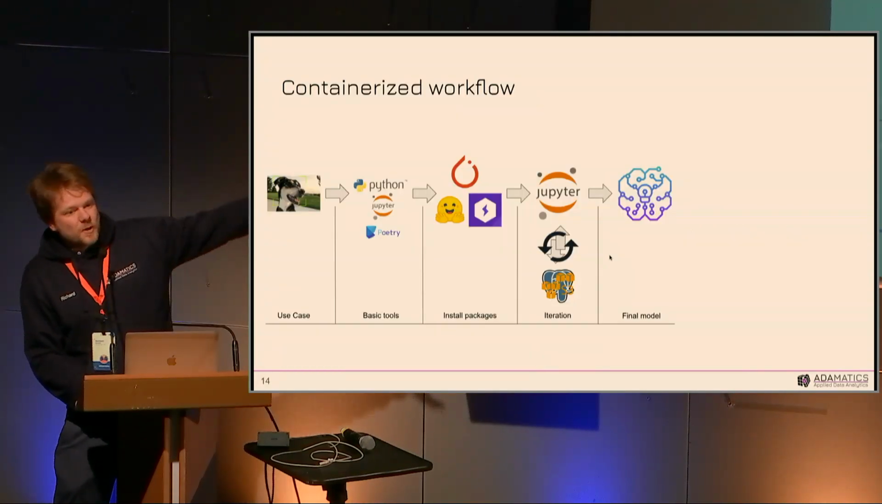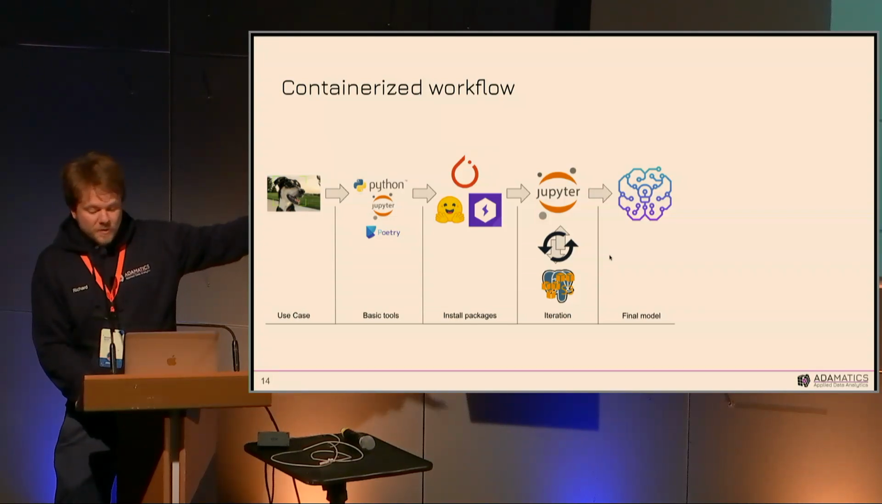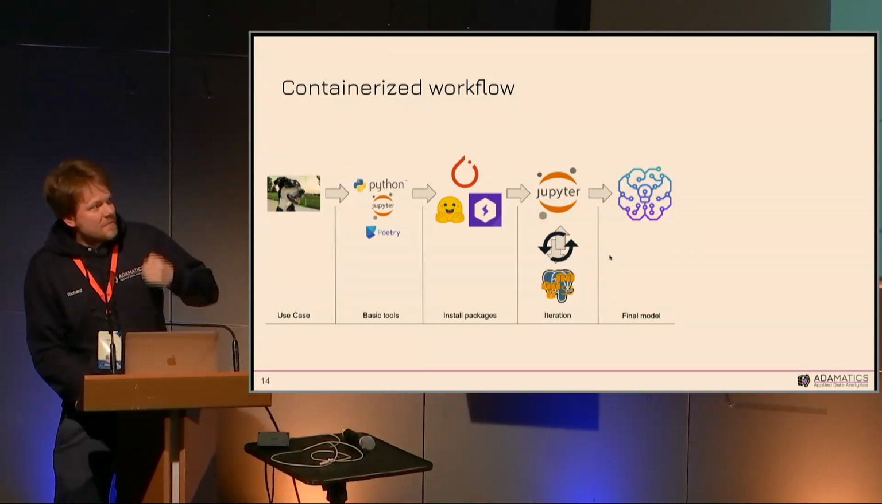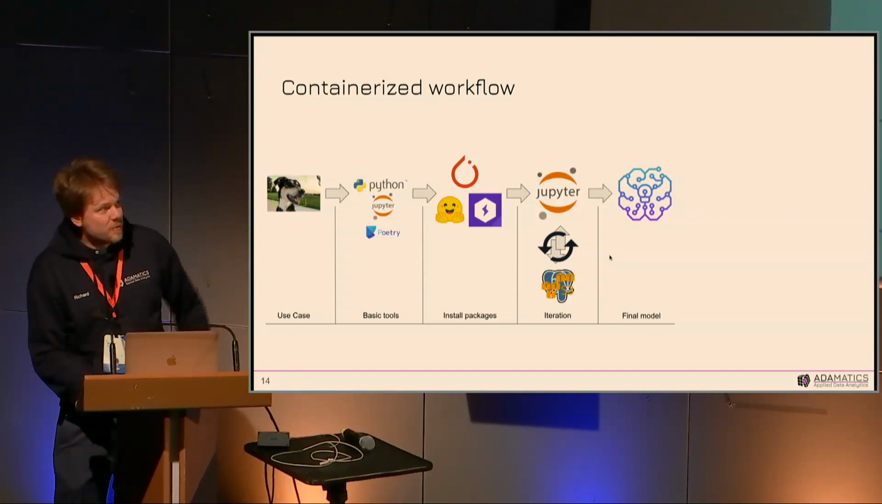This workflow that we've presented here, we like this workflow. This is how data scientists work. This is where data scientists are happy. It gives them agility, and they can create whatever model they want. But it just doesn't go well when you want to scale it up to production. So what can we do?